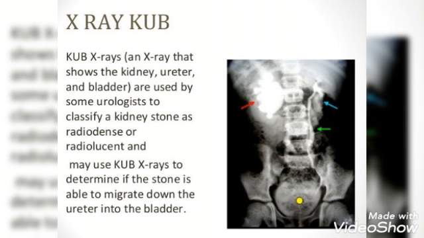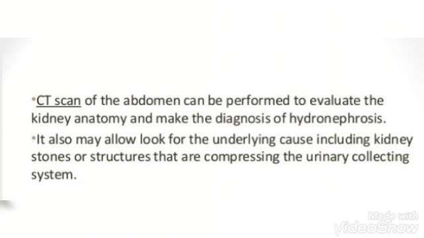KUB X-ray will show the kidney, ureter and bladder, and it is used by some urologists to classify a kidney stone as radiodense or radiolucent, and may use KUB X-ray to determine if the stone is able to migrate down the ureter into the bladder. CT scan of the abdomen can be performed to evaluate the kidney anatomy and make the diagnosis of hydronephrosis. It also may look for the underlying cause, including kidney stones or structures that are compressing the urinary collecting system.